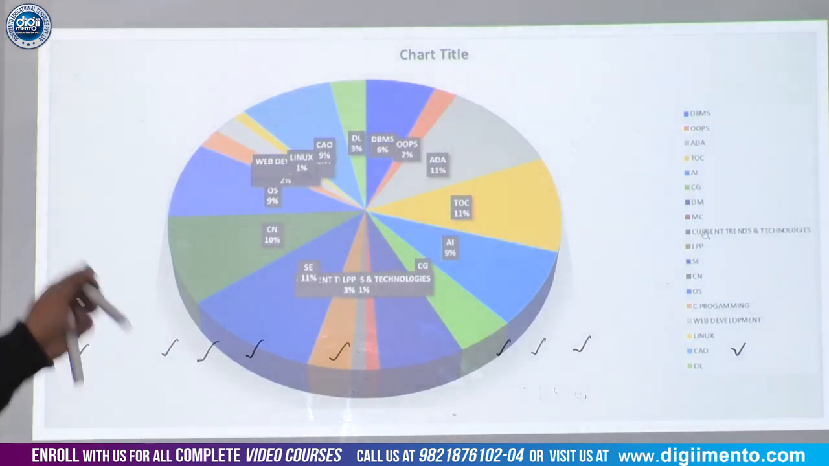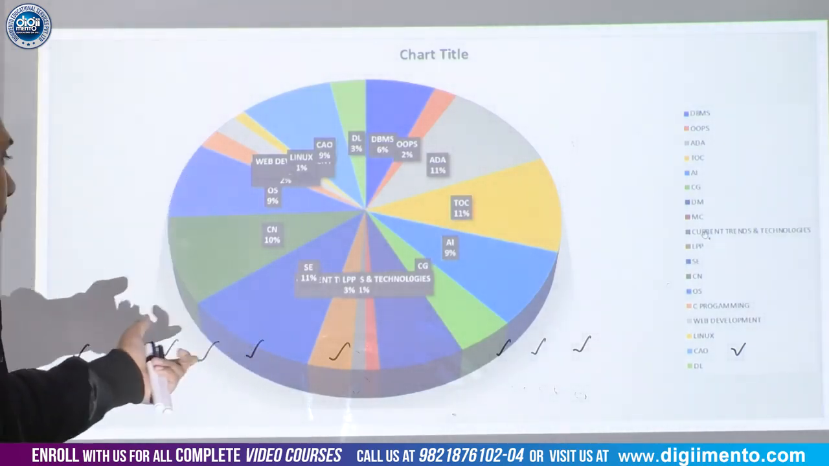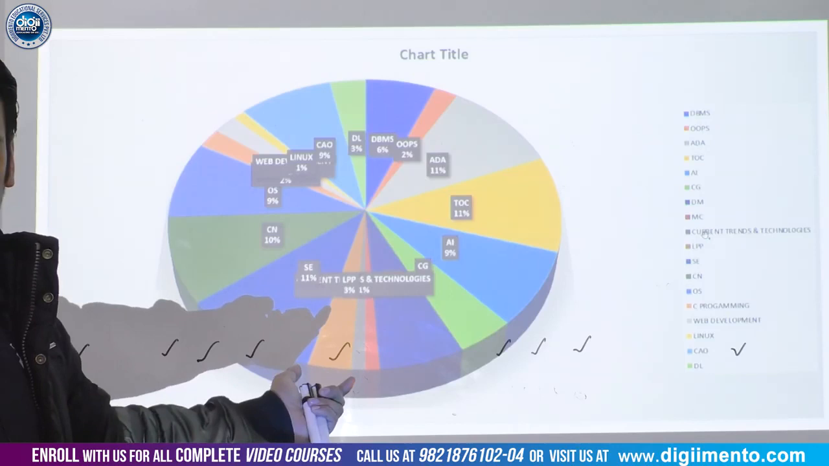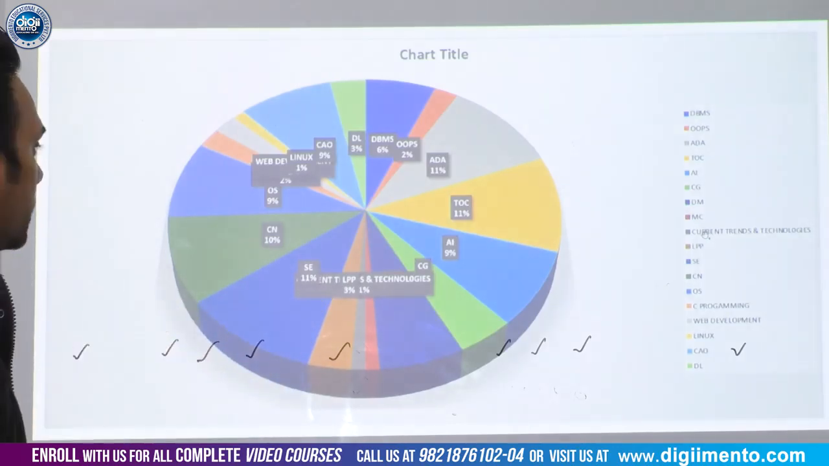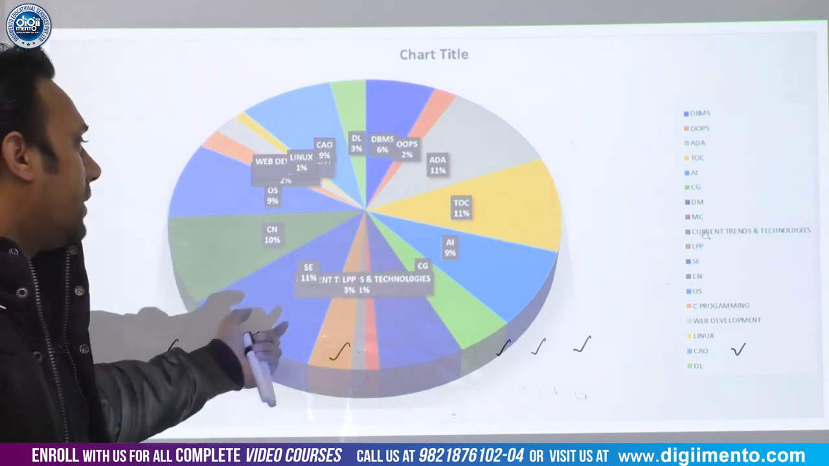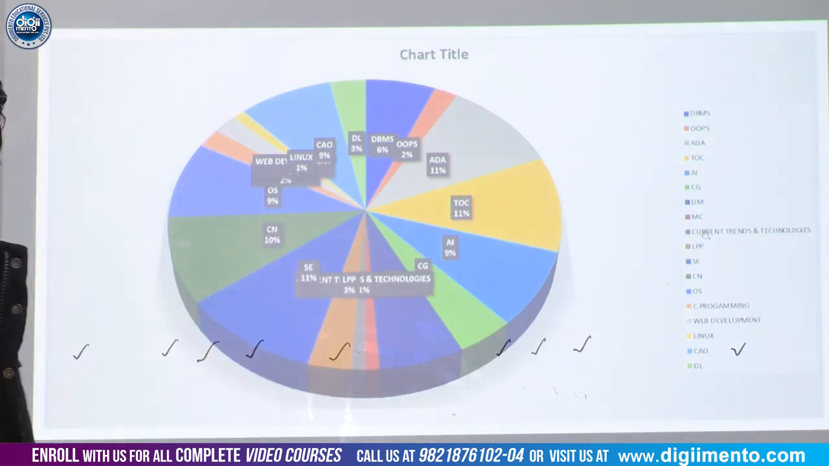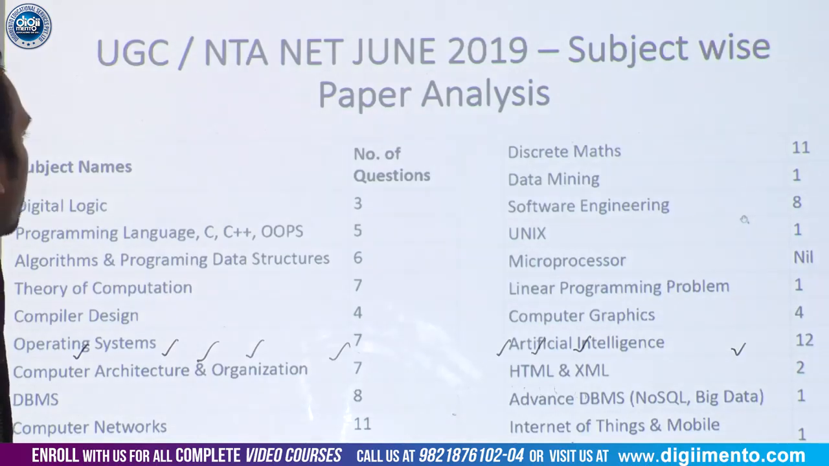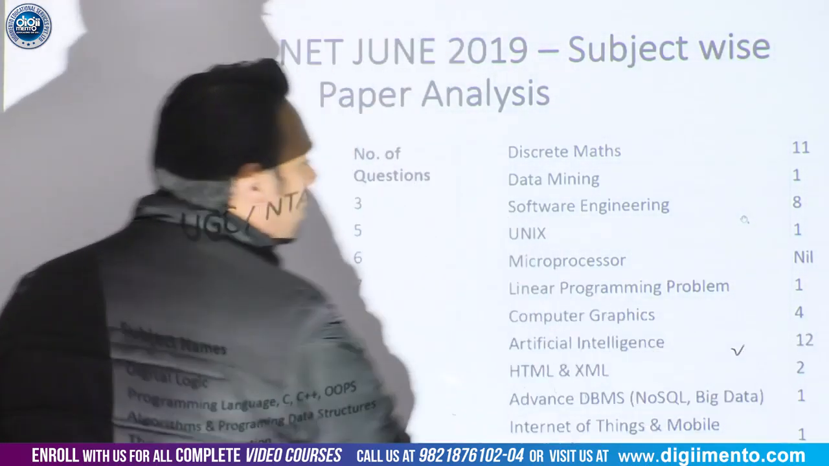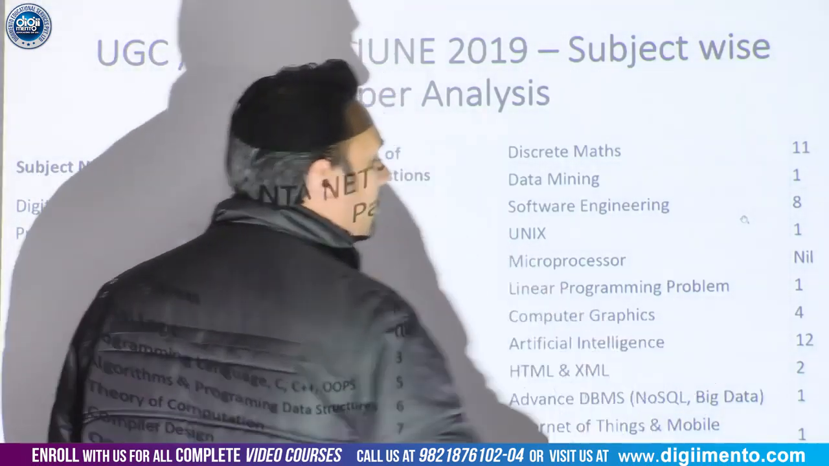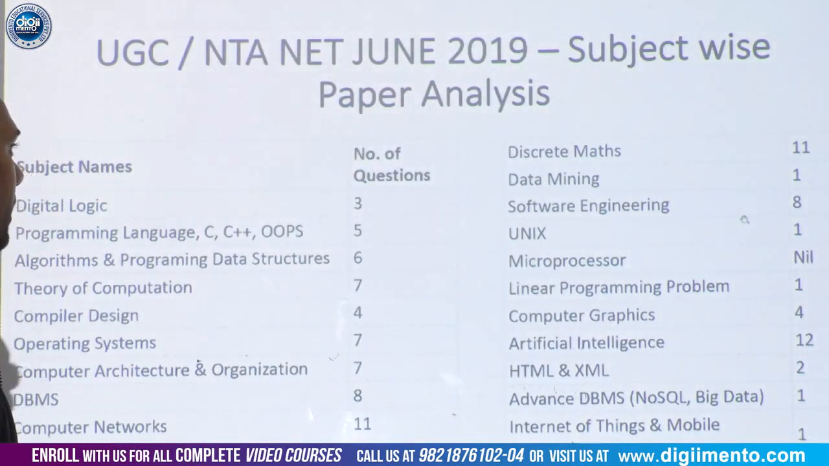Now this is the pie chart. If you want to look at it, you can have a look. I've already sent you the presentation. I've already sent this PPT to you in the Telegram group, so I think you must be having these pie charts also. This is the analysis from June 2019. We have seen the analysis from December 2019, as well as this analysis from June 2019.